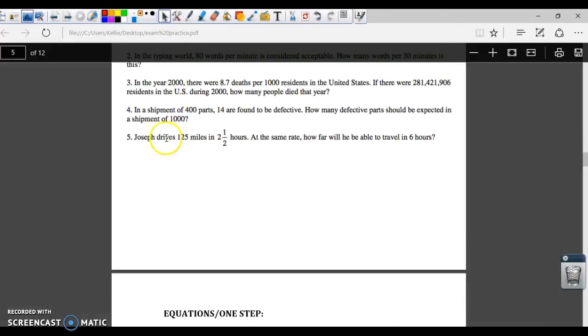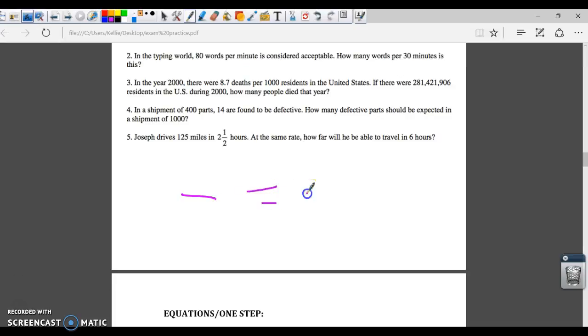Still a proportional type of problem. Let's see if you can figure out what we're setting up in these two. All right, in a shipment of 400 parts, 14 are found to be defective. How many defective parts should be expected in a shipment of 1,000? All right, so here you have parts to the defects. 400, 14. How many defects should be expected in a shipment of 1,000?